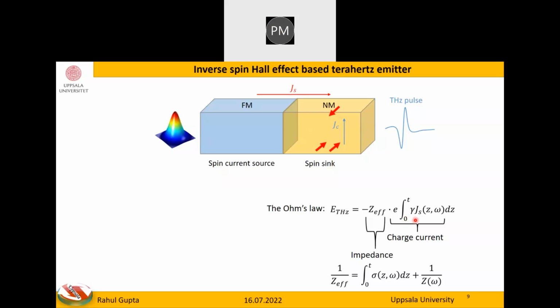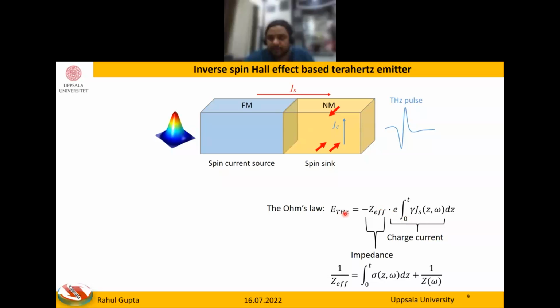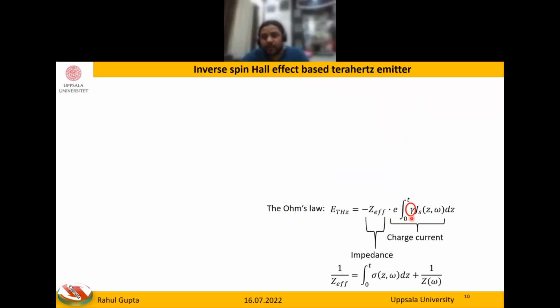So the terahertz electric field can be governed by Ohm's law, which is a product of the effective impedance and the charge current, which is written like this. And this charge current is a function of the spin Hall conductivity as well as the spin current generation. So in order to get a high amplitude of the terahertz electric field, one would need to think about these parameters.